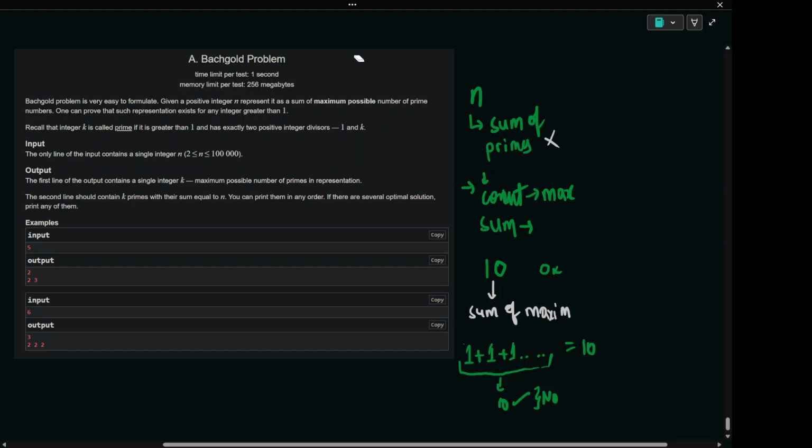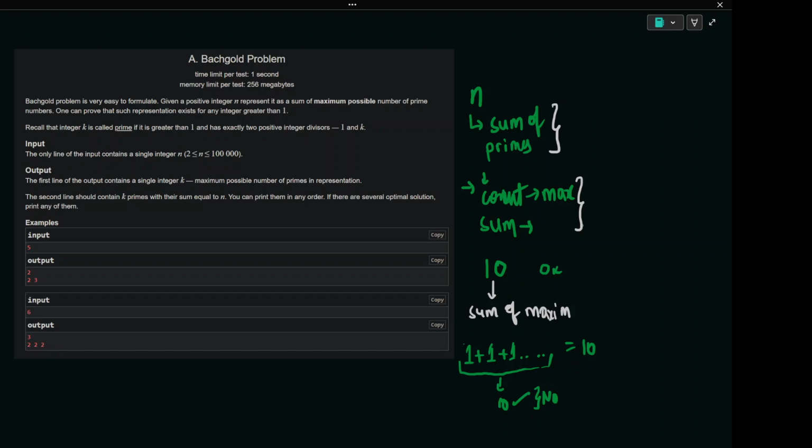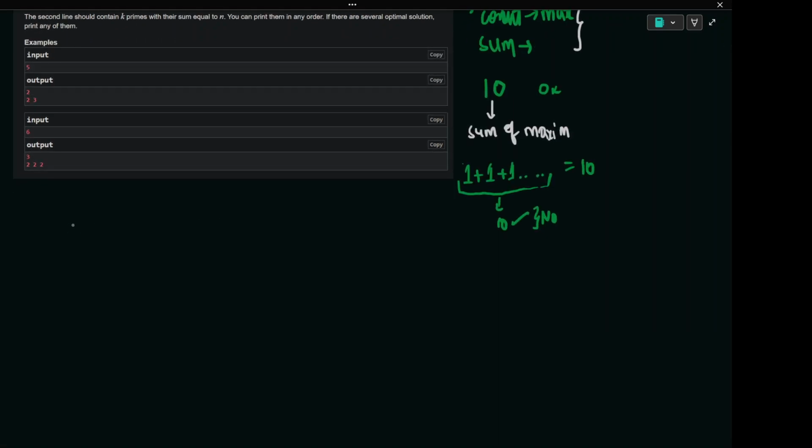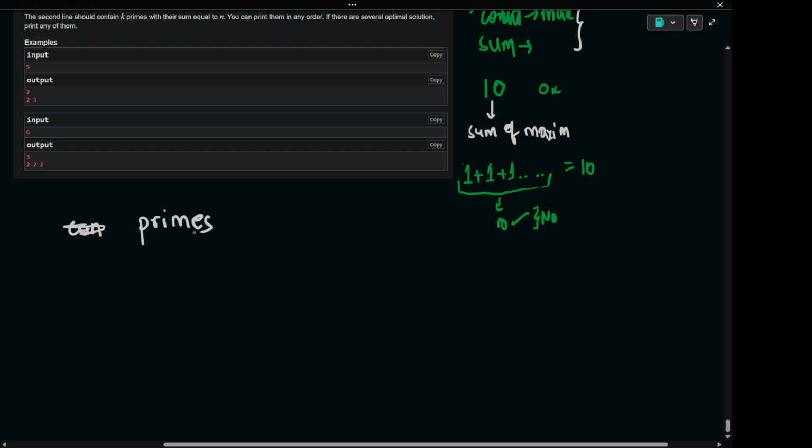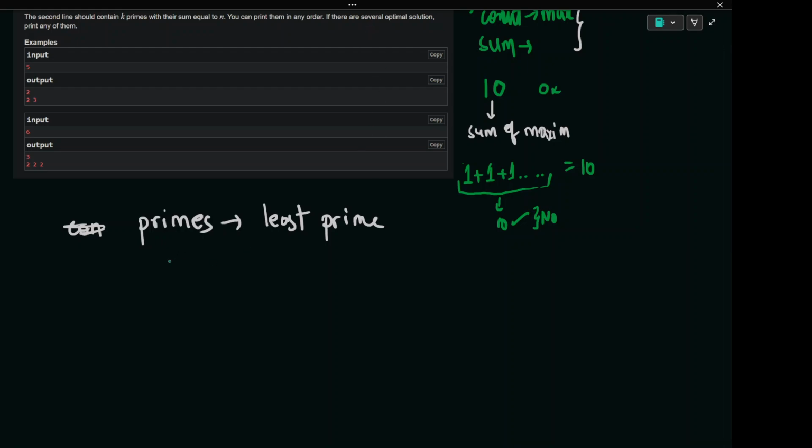But the problem statement states that there is a given number n. We have to represent it as a sum of primes, and the count of those numbers should be maximum. The same question, guys, but here the twist is that it's primes. So what is the first thing that should come to your mind? That I should take the least prime, correct? What is the least prime here? Two. 2 is the least prime.